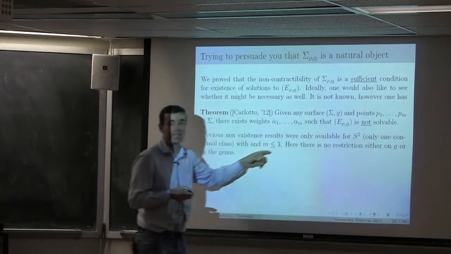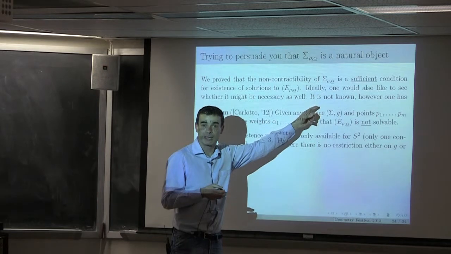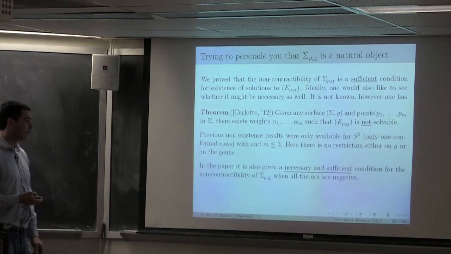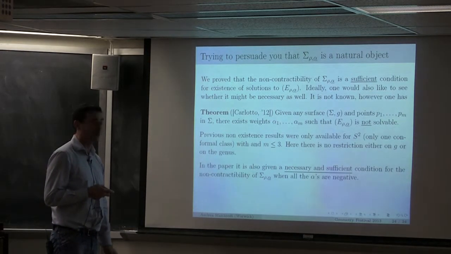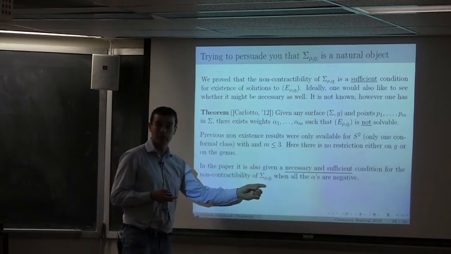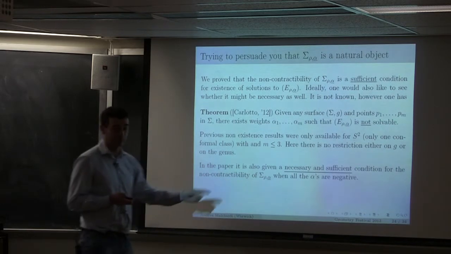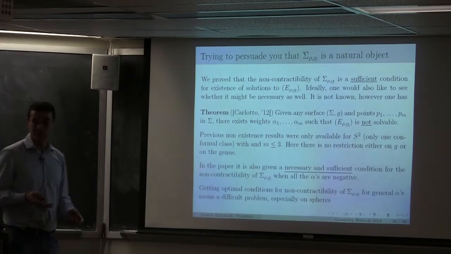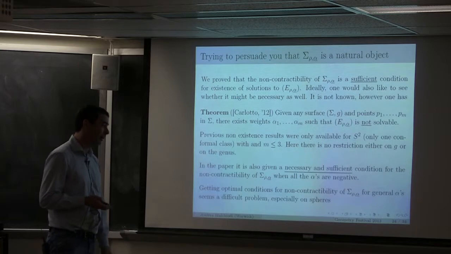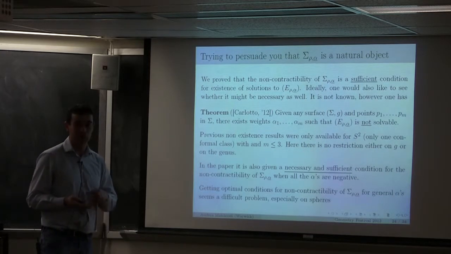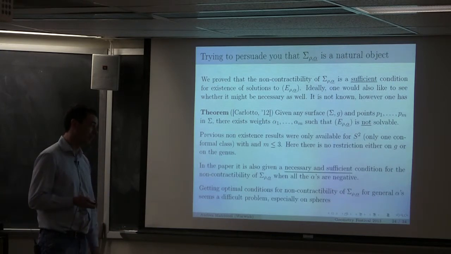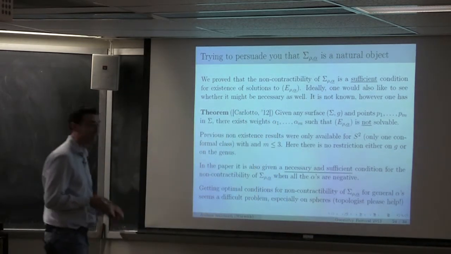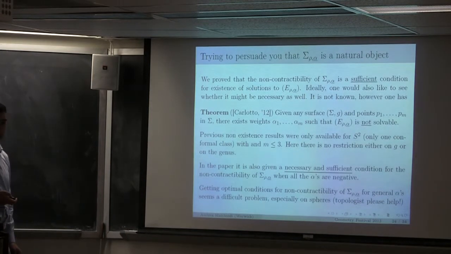Okay, so in these cases, in fact, this set of measures would be contractible, and you would tend to believe that there might be non-existence. Okay, and so in this paper, he also gives necessary and sufficient conditions for the non-contractibility of this set of measures when all the weights are negative. Okay, so in general, it's hard to find optimal conditions for the topological characterization of this set, and especially on spheres. So on tori, you can play somehow with the first fundamental group, say. And it would be really nice to get help from some topologists to be able to find clean conditions for the non-contractibility of this set.